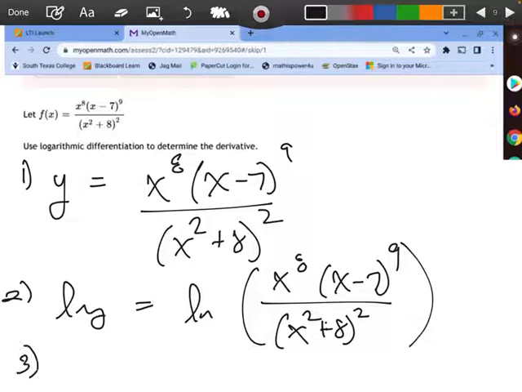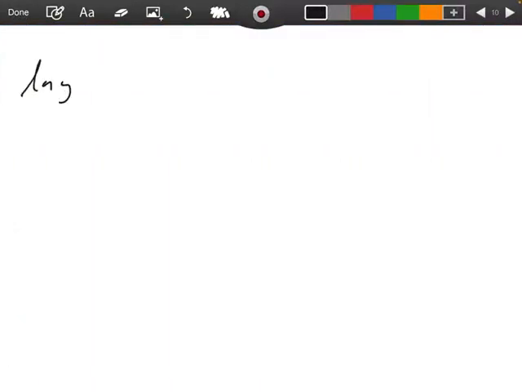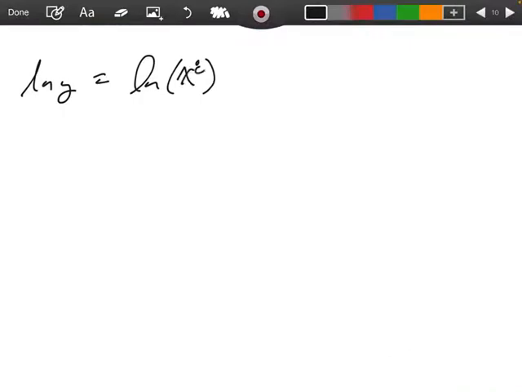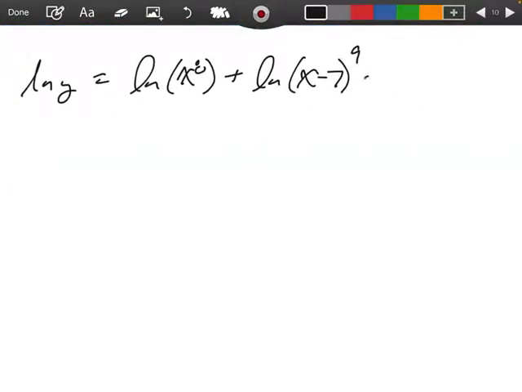Then step number three, we're going to expand this over here. We'll leave this alone. Natural log of y equals the natural log of x to the 8th, plus the natural log of x minus 7 to the 9th, minus the natural log of x squared plus 8 all being squared.